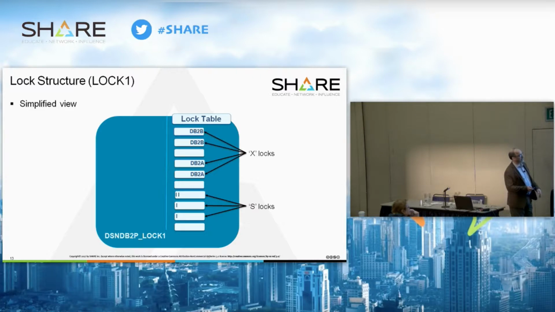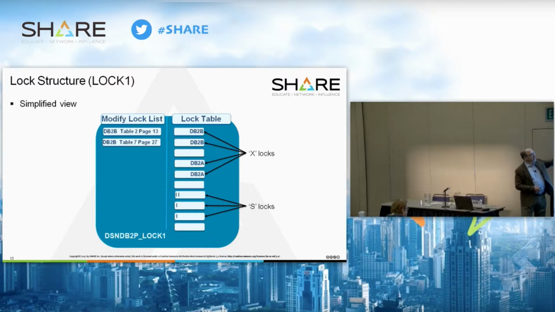So there are the X locks. And then the modified lock list is where we keep detailed information about those X locks. So it might be the case that this hash class, which is held by DB2B, behind it there's an actual lock on a page in table 2, right? And behind this one there might be an actual lock on page 27. And same for DB2A.